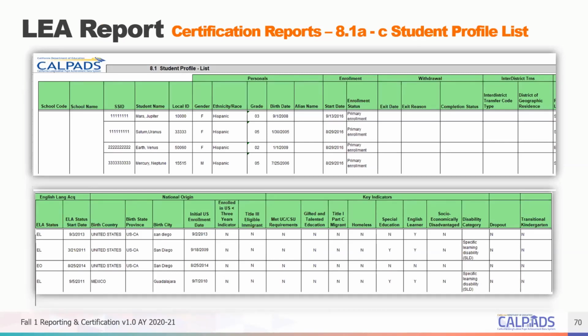And then the certification reports 8.1, A through C, the student profile list. They're supporting reports, definitely. And when you have people that do not have CALPADS accounts and you want to give them information on your students, this is the most descriptive report that we have. You can see that it was cut in half and there's columns. It's not complete. It's not like giving someone read-only access. However, if you wanted to provide a report for somebody, this would be a good one to provide. It gives a good picture of the student's profile.